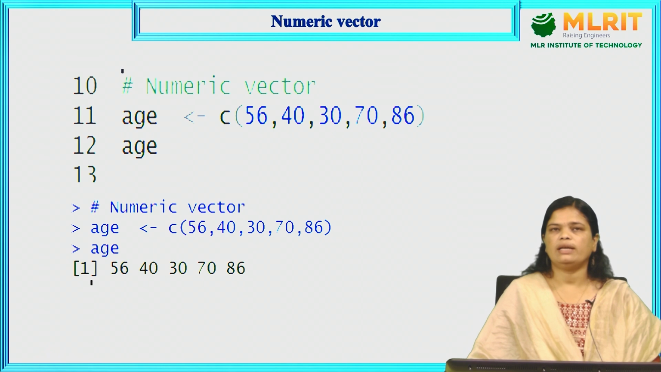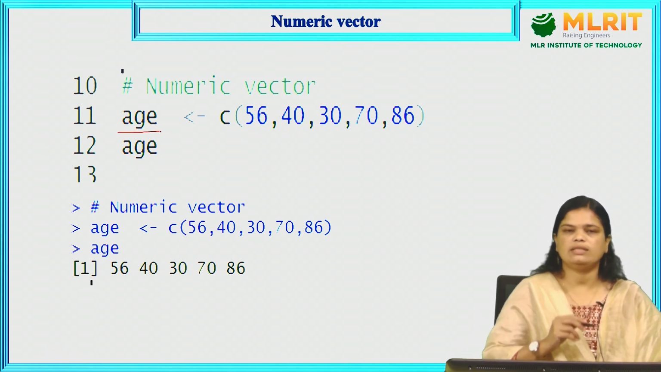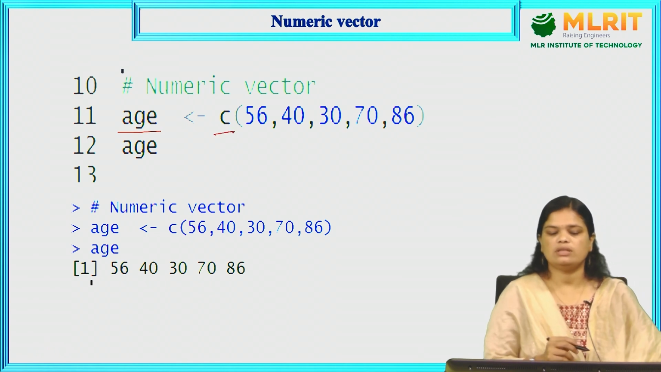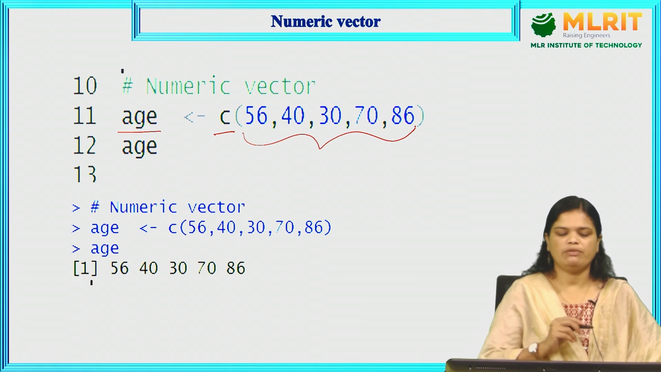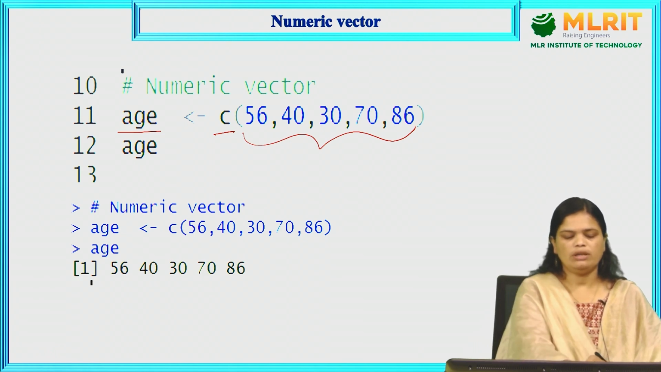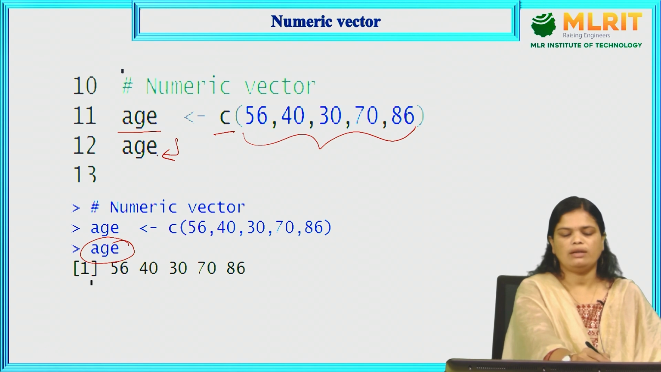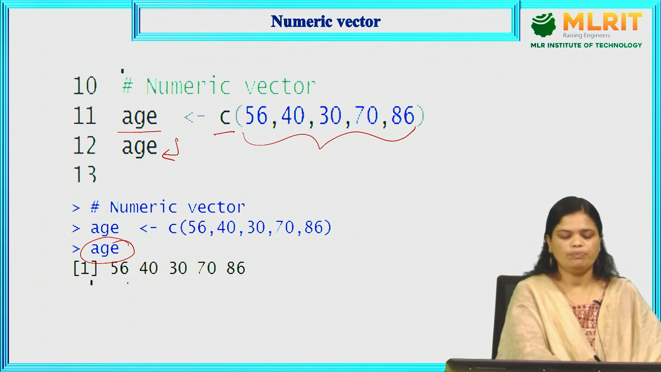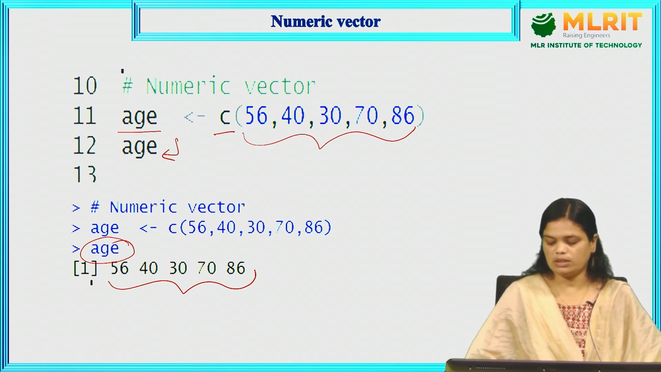How to declare a numeric vector? The same thing. I have taken age as a variable. I am using the combine function, C function. I have declared 5 numeric values. When you run these 2 lines in RStudio, it will display whatever elements this numeric vector has stored in memory.